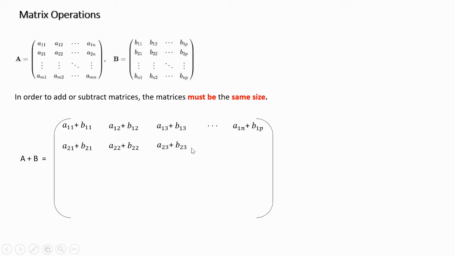Right now we're going to do some real examples that I think I got from the homework. So you keep going until you finish. But remember, this is very important: the matrices must be the same size in order for you to add or subtract them.